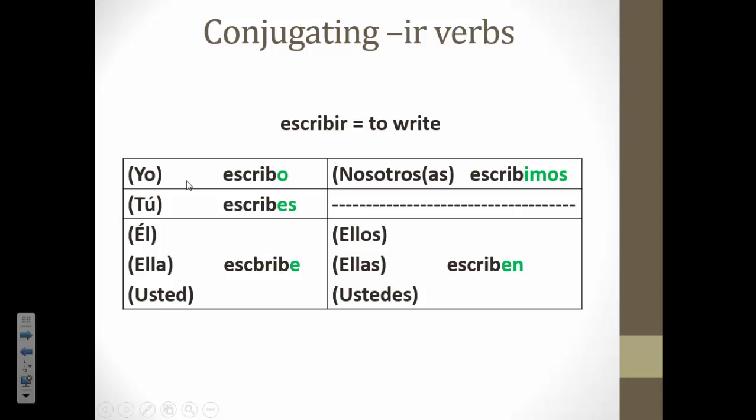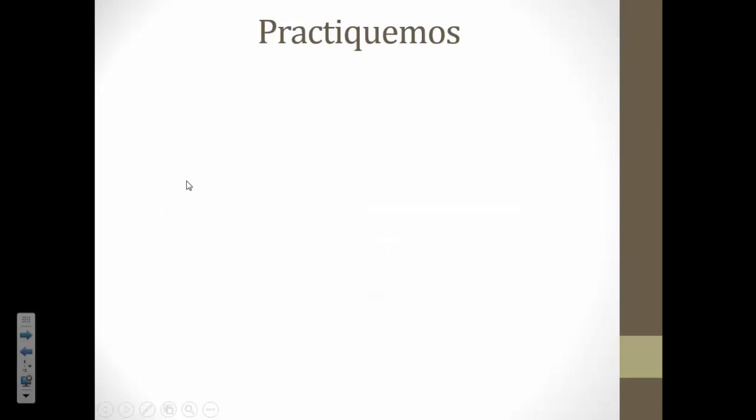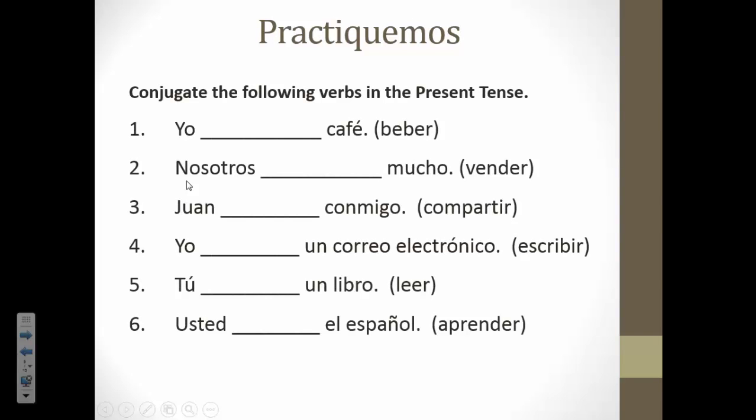Okay, so if you want to say I write, escribo. You write, escribes. She writes, escribe. We write, escribimos. Or they write, escriben. Okay, now notice there's a little bit more on the back of your note guide, so flip that over and let's continue on. All right, practiquemos.